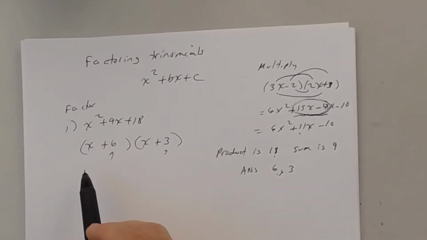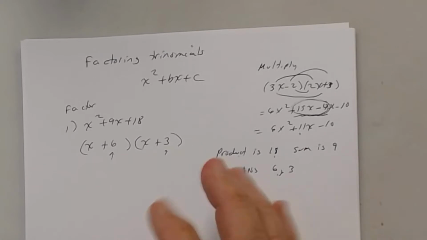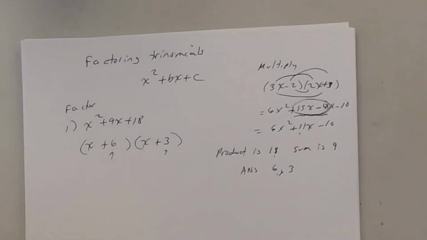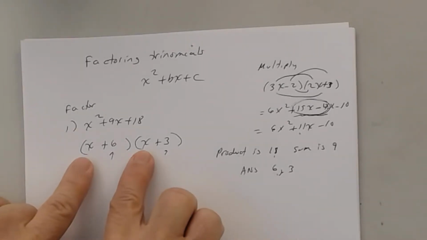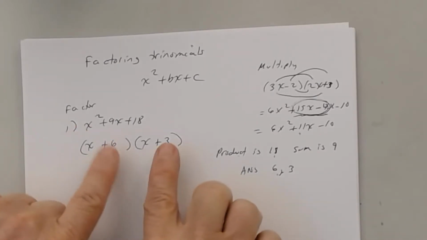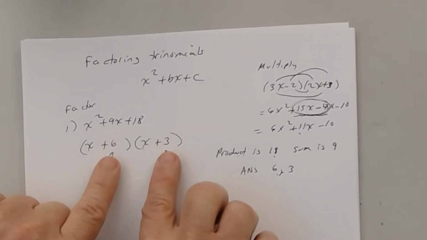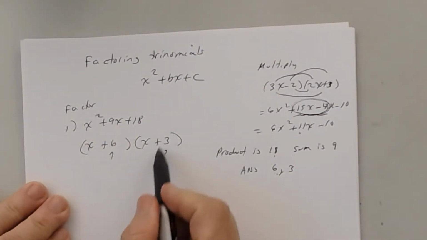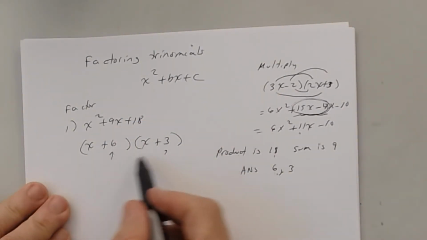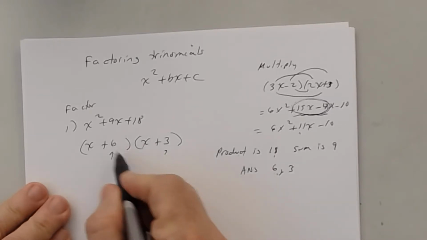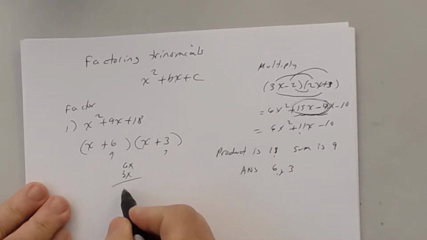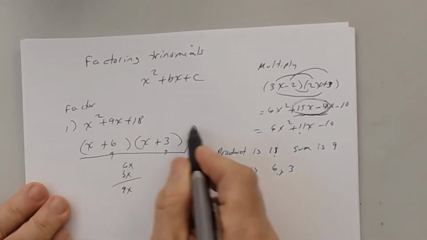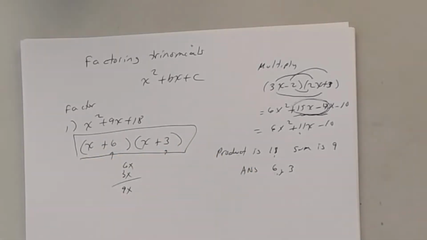Now before you go on, always check. Always check with FOIL. There's no reason why you should be missing this, because there's the FOIL method you can check this with. What's x times x? x squared. Let's go to the last. What's a positive 6 and a positive 3? 18. All right, now do the outer and the inner. What's the outer? 3x. What's the inner? When I add them up, what do I get? And that's what you wanted. So there's your answer.